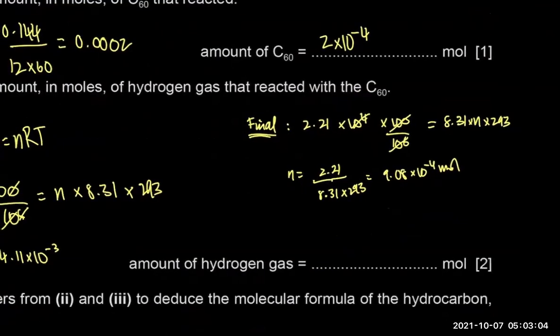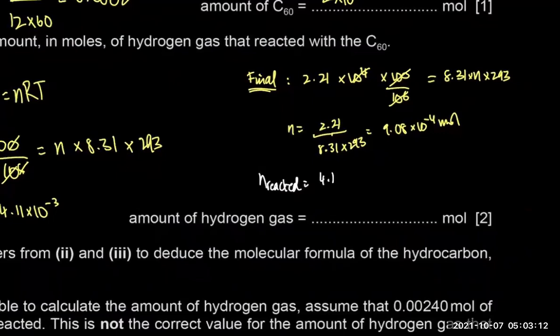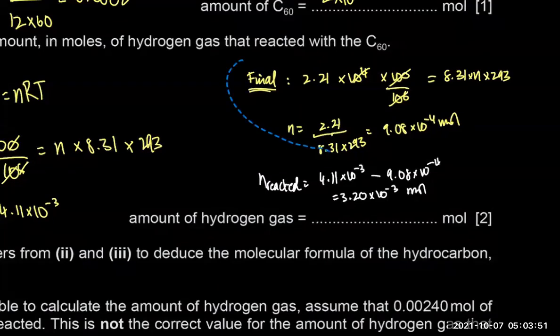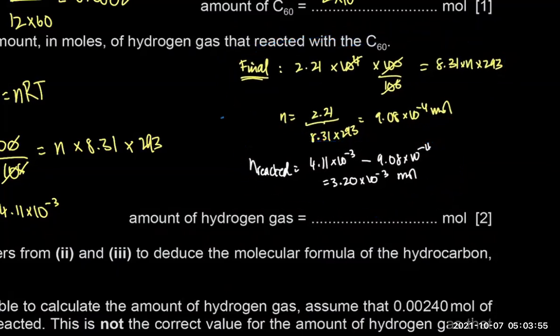So the difference between the two is how much actually reacted. This is how much was left over. This is how much we started with. So that's 4.11 times 10 to the power of minus 3 minus 9.08 times 10 to the power of minus 4. So what's the difference? The difference is 3.202 times 10 to the power of minus 3, about 3.20 times 10 to the power of minus 3 moles. Okay, so that's how much gas actually reacted in the reaction.